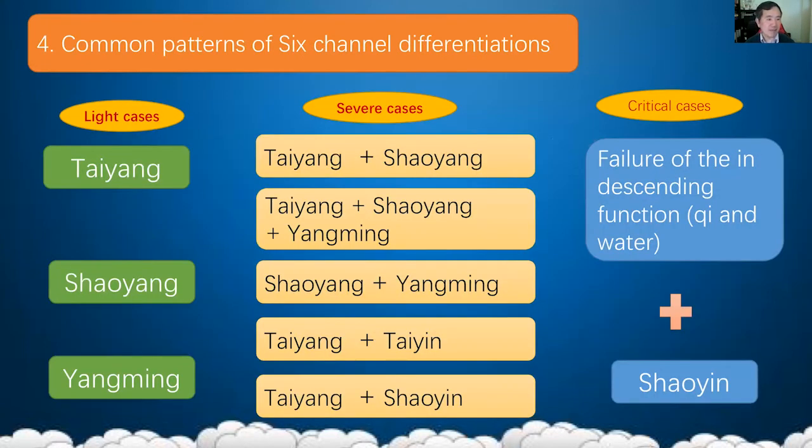Look at here. That is the most important procedure to help us understand why 6-channel differentiation could be used, and in what kind of situation it is indicated. First, let's look at the light cases. Light cases mostly include 3 patterns, which means that the pathogenic factors are light.